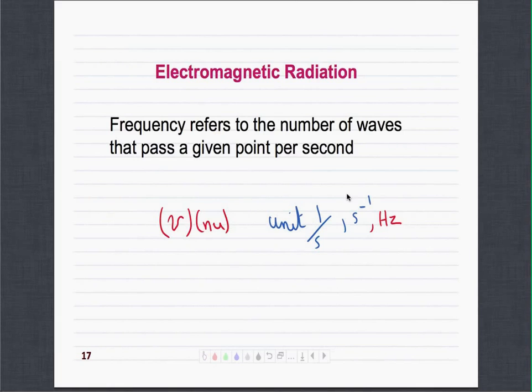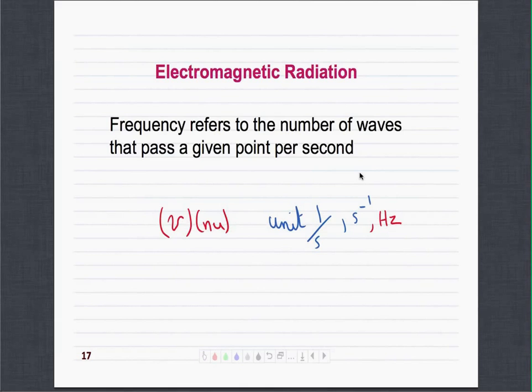The frequency unit is either 1 over second, or second to the minus 1, or hertz. So when you hear megahertz or hertz, that means this is how much per second. Hertz is the same as second to the minus 1, or 1 over second, as a unit. Now, what does frequency mean?